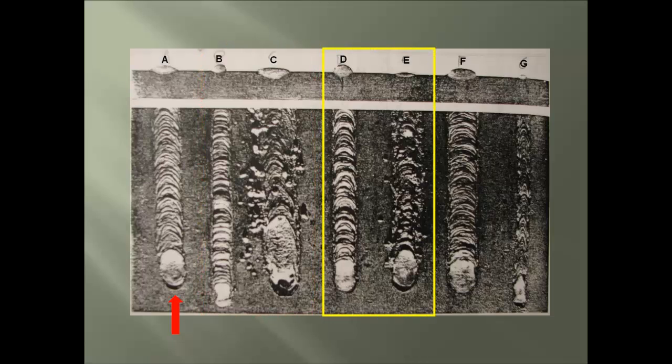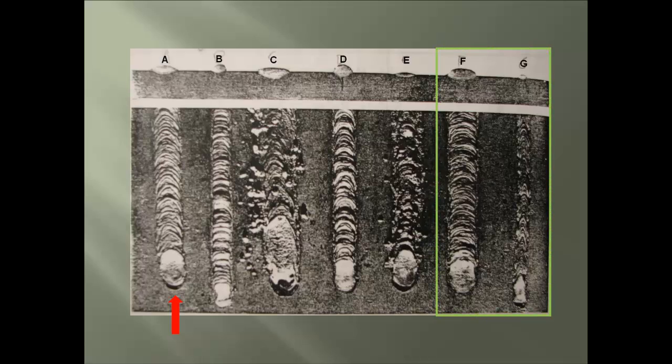Next group, which is a technique problem, here the arc length is too short, then too long, which means the electrode tip is either too close or too far away from the weld arc. And we close with another type of technique problem, the travel speed being too slow, then too fast, which once again means the welder is moving the electrode too slow or too fast across the weld piece.